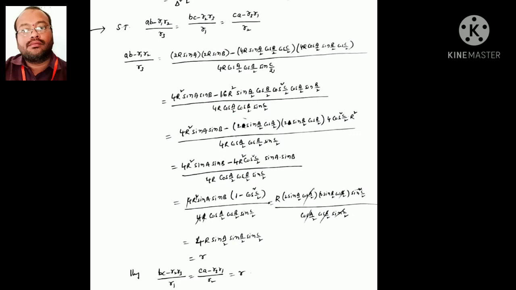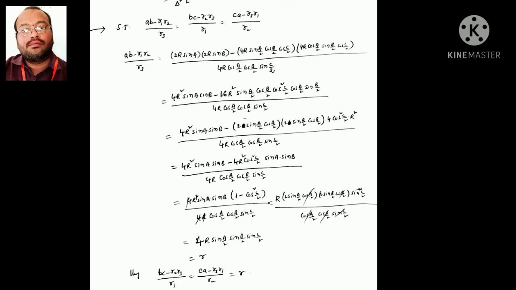Sin A can be written as 2 sin A by 2 cos A by 2, and sin B can be written as 2 sin B by 2 cos B by 2. In the denominator, by cancellation of cos A by 2, cos B by 2 and sin C by 2, we can get 4r sin A by 2 sin B by 2 sin C by 2 in the numerator part. That is nothing but small r. Why? Because small r will be 4r sin A by 2 sin B by 2 sin C by 2. I replace with the value r. So I took only the first one, and I calculated the value as r.